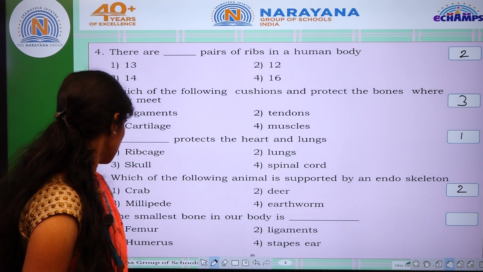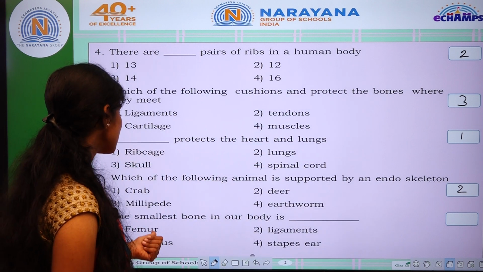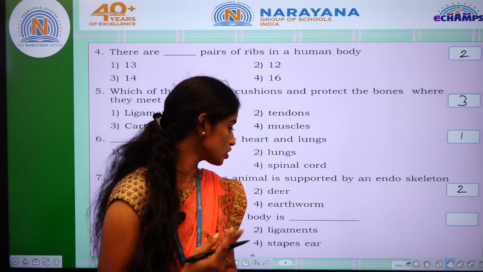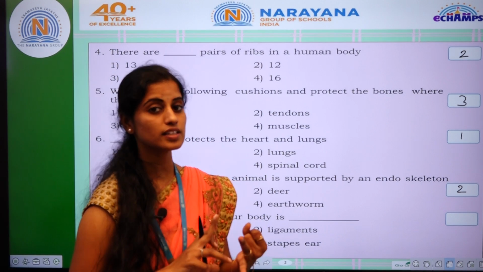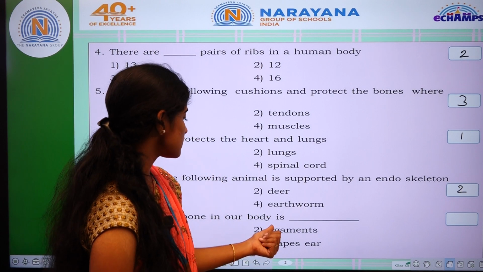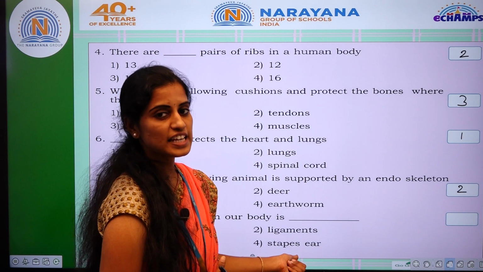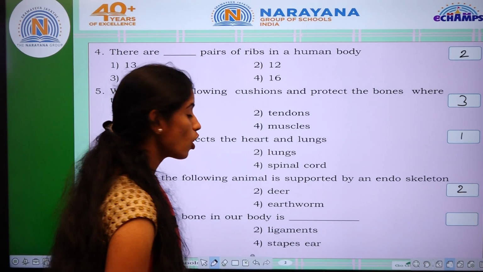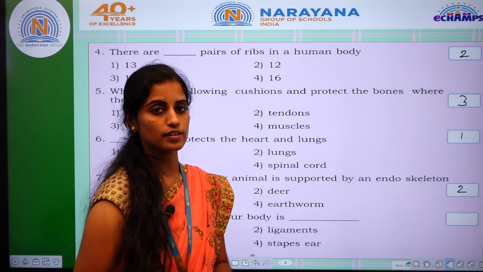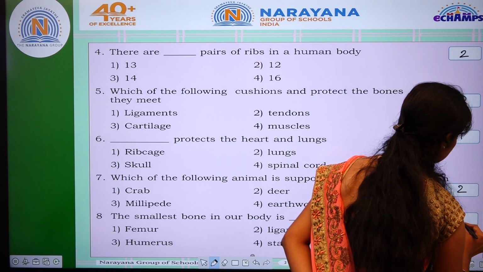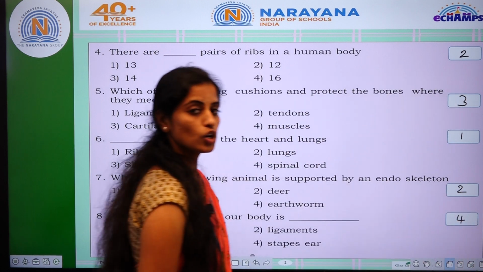Okay. Next, eighth question. The smallest bone in our body is... in our body we have two bones now. One is the smallest bone, another is the longest bone. So, the smallest bone is the stapes. Where is the stapes present? Ears. The longest bone is the femur, which is the thigh bone. Option is number 4. Okay.